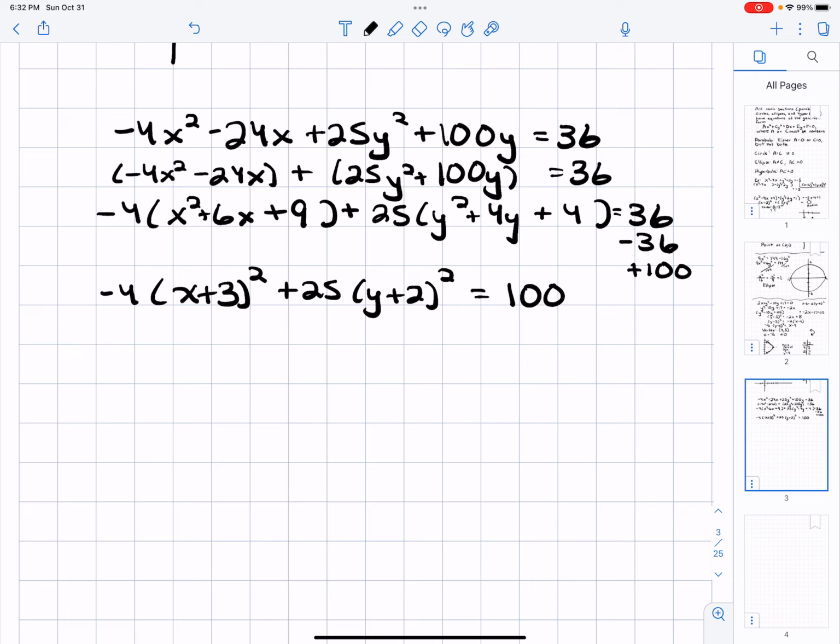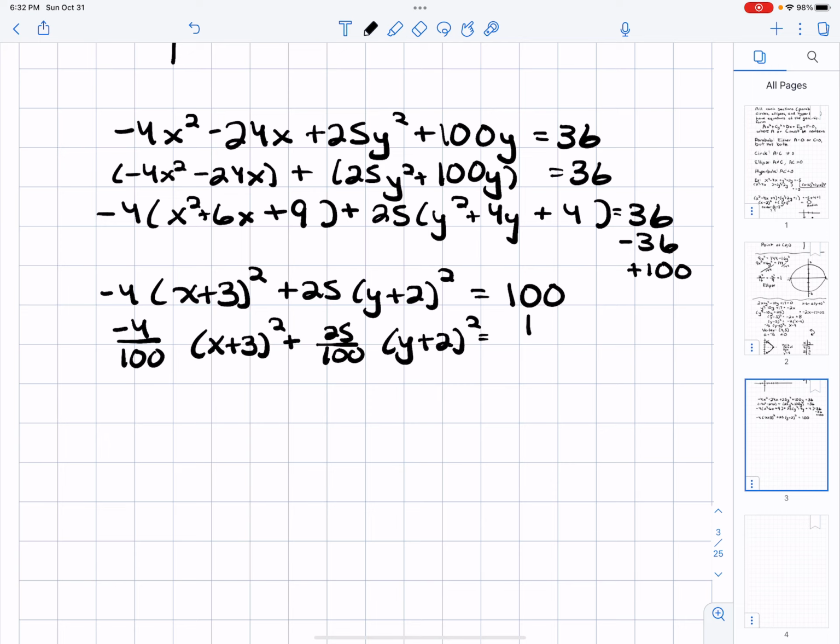Yeah, I'm thinking this is going to be a hyperbola, because the -4 and plus 25 are going to end up with that negative sign that we need for classic hyperbolas. So I think that's where we're heading. All right, divide through by 100. Finish it up before we can be for sure.